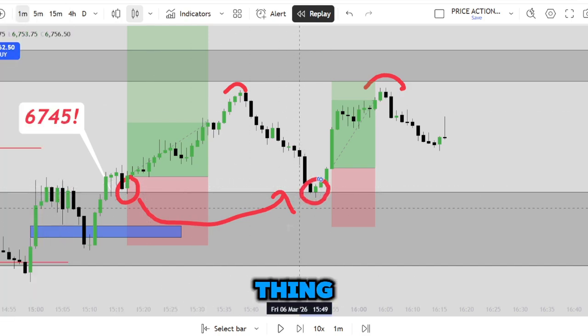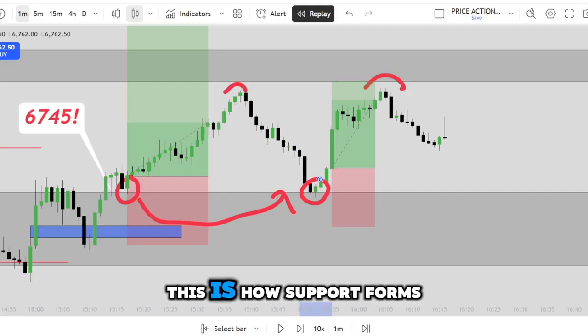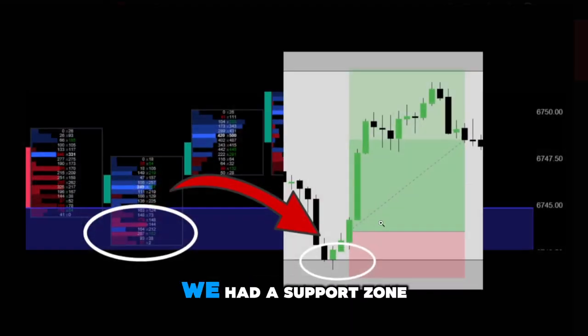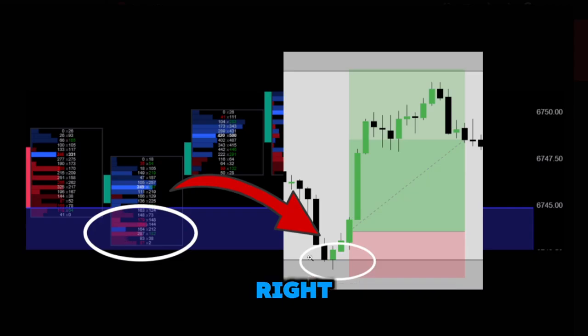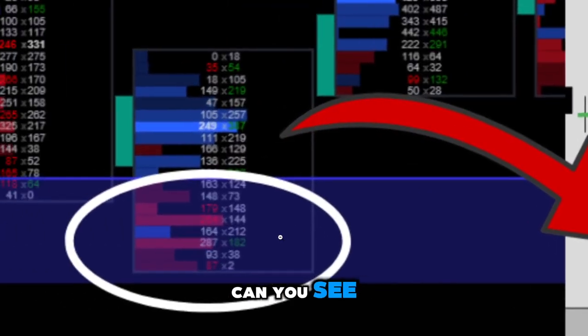And it was the same thing. This is support, right? This is how support forms, right? We had a support zone over here. So for those who can understand, this was my entry, right? What's going on here? What can you see?